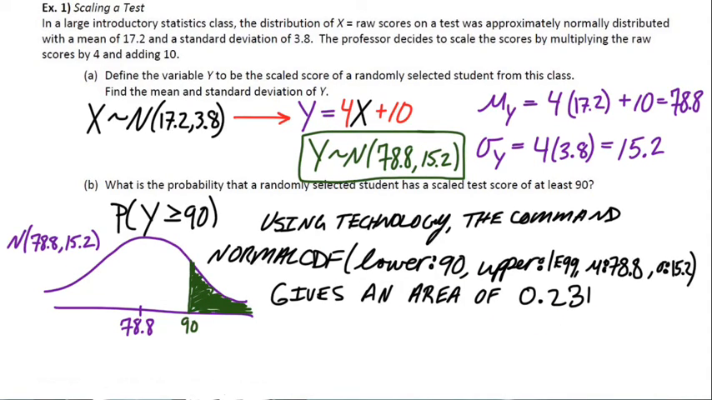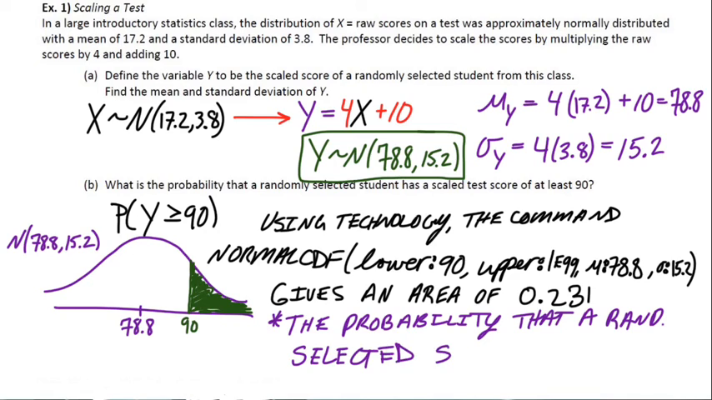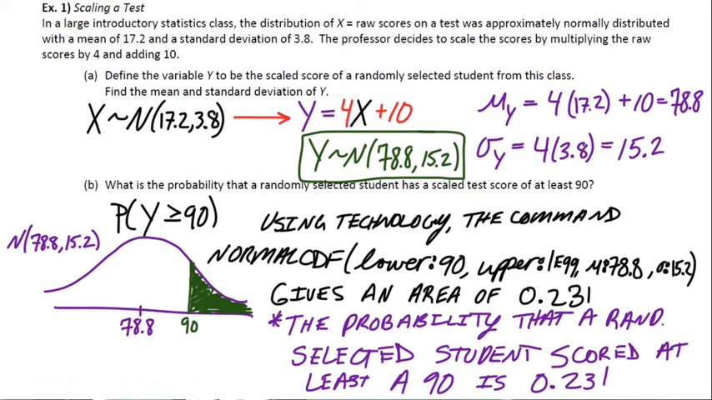Your calculator will actually draw that for you if you select the draw option, by the way. So what does this represent in context, that 0.231 number? That represents our probability, but in context we can say the probability that a randomly selected student scored at least a 90 is 0.231.